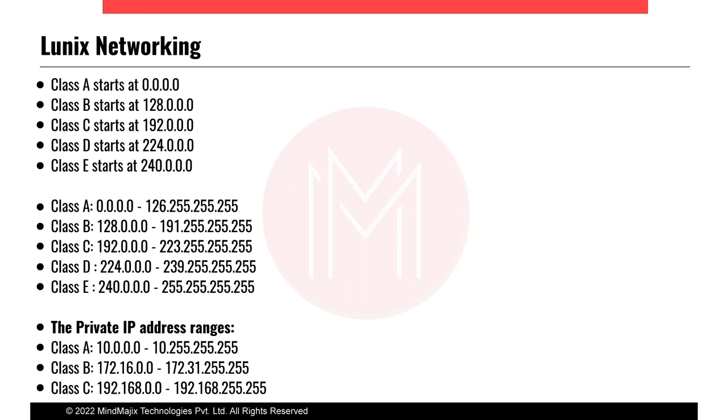Class E starts from 240.0.0.0 and ends with 255.255.255.255. These are the ranges, but it's not like every IP address can be used by anyone. Some IP addresses are accessible throughout the internet. Those IP addresses are called public IP addresses.